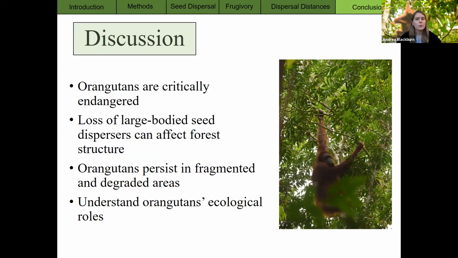Additionally, orangutans have low reproductive rates, long interbirth intervals, and a late age at sexual maturity, meaning orangutan populations have a low ability to recover from population declines. Currently, many wild orangutans are now persisting in fragmented and degraded habitats and in human-dominated landscapes.